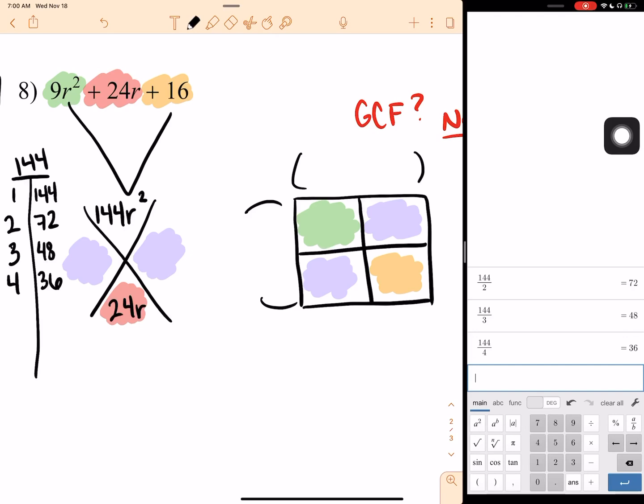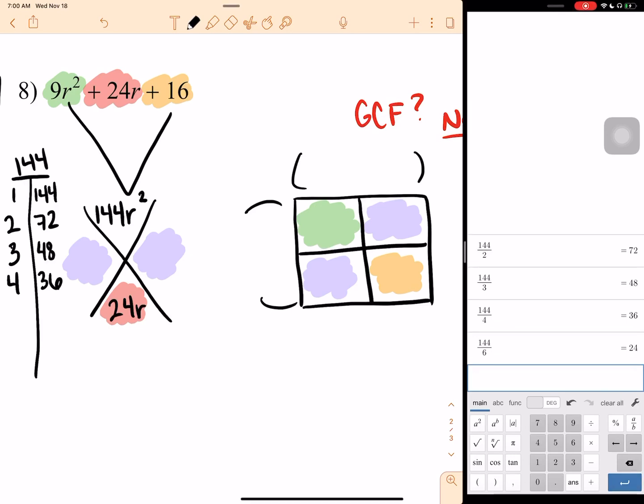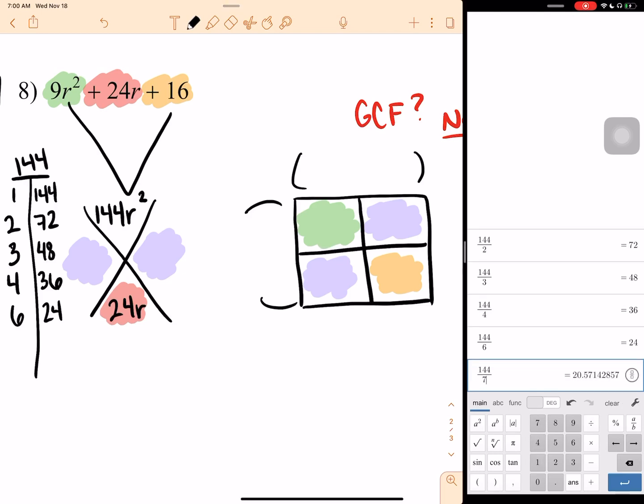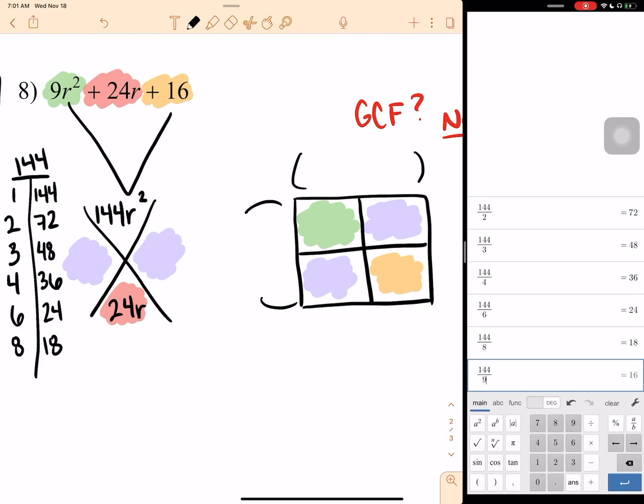I know 5 is not a factor of it because it does not end in 5 or 0. So let's try 6. 144 divided by 6. Yep, that is another factor. So it's 6 times 24. Let's see, 144 divided by 7. Nope, that's a decimal. That's not a factor. How about 8? Yep. So 8 times 18 is 144. And then we have 144 divided by 9. Yep, it is 16, so 9 and 16.